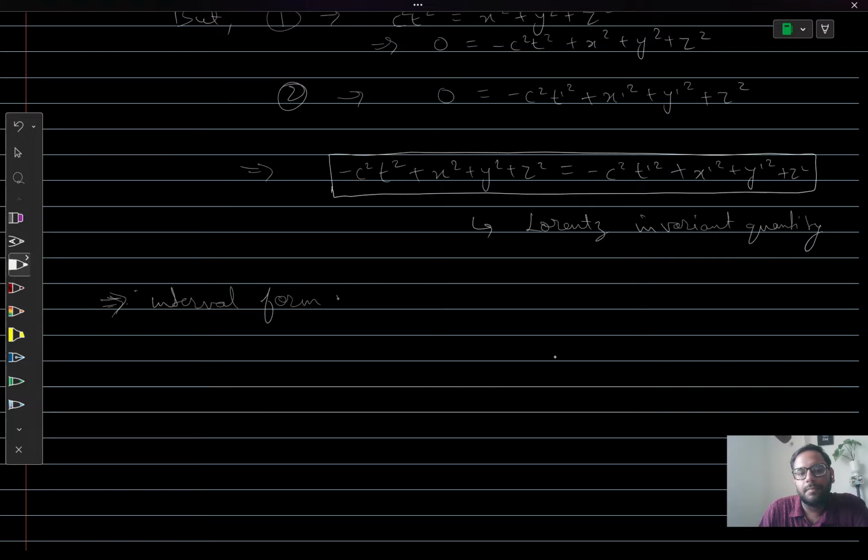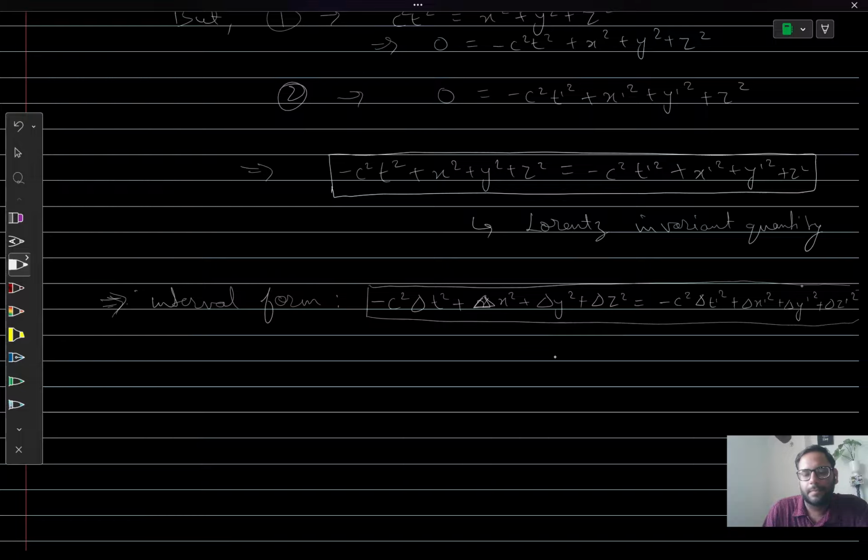So it will be given by c squared delta t squared plus delta x squared plus delta y squared plus delta z squared, minus c squared delta t prime squared plus delta x prime squared plus delta y prime squared plus delta z prime squared. This is called the invariance of the spacetime interval. And we define the spacetime interval.